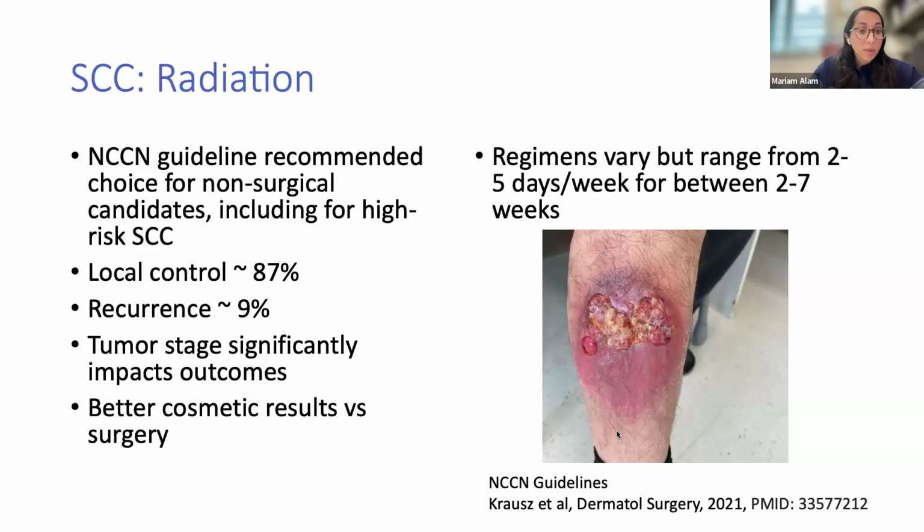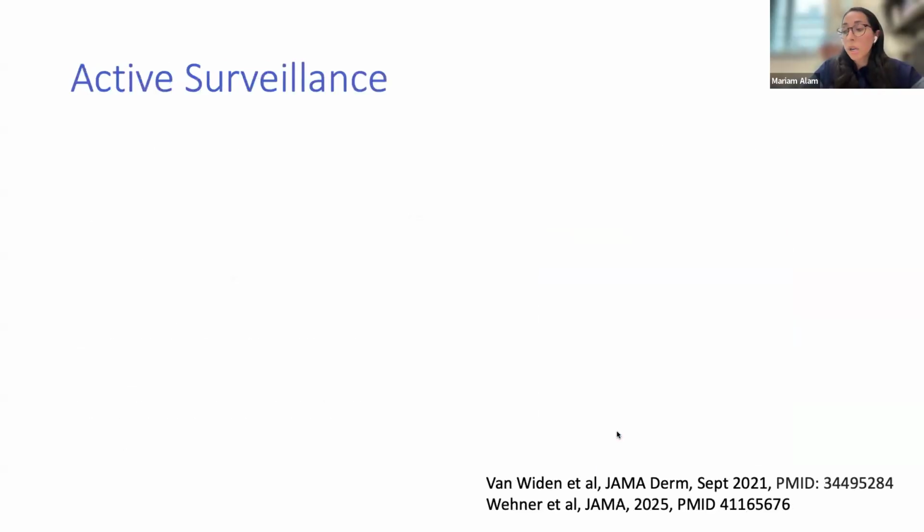The tumor stage does significantly impact outcomes. People with a higher tumor stage do worse, but it does have better cosmetic results than surgery. Again, the regimens vary, but it does require a bit of a time commitment. But in cases like this, where the tumor is huge and could potentially require amputation if you were going to surgically excise this, radiation can be a great option.